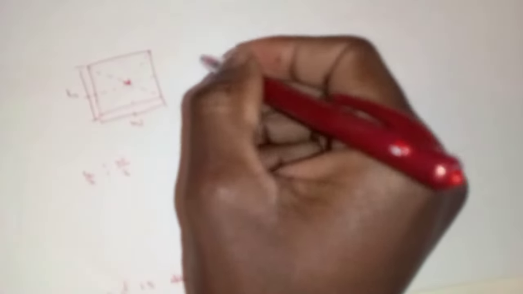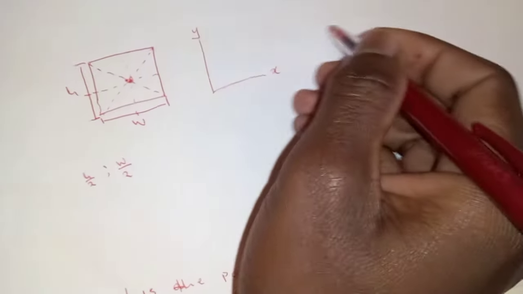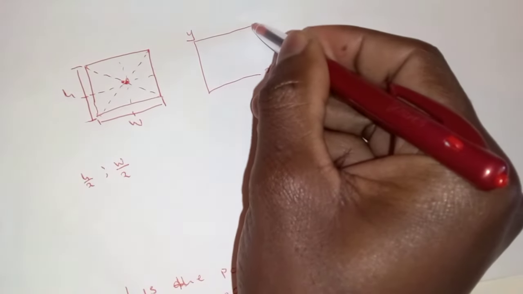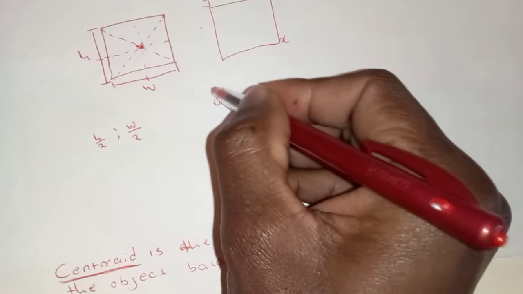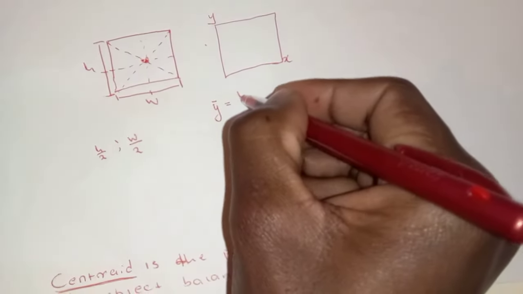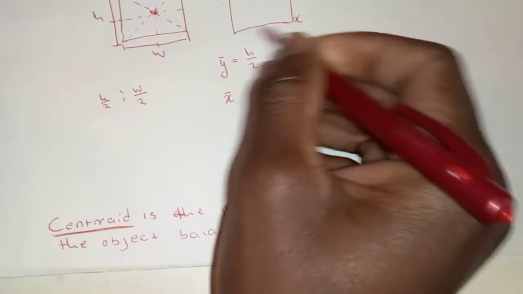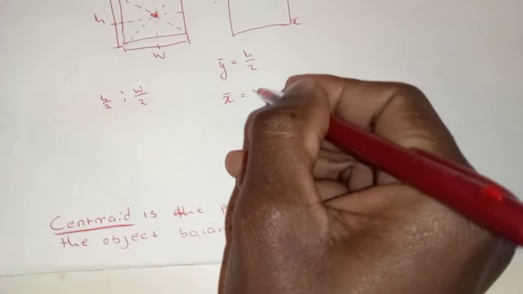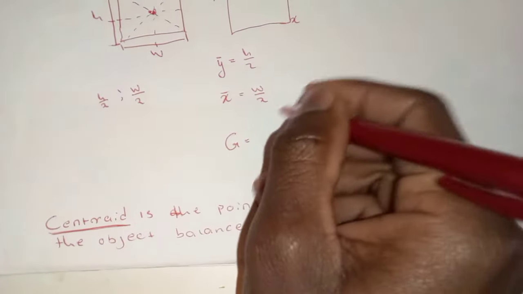So when we are dealing with centroid, we know in a Cartesian plane, this is our x and this is our y. We are going to say this being the square, this part will be our y bar. And then our y bar is given by what? Our h divided by 2. And then we are going to say our x bar, this part will be given by what? Y divided by 2.